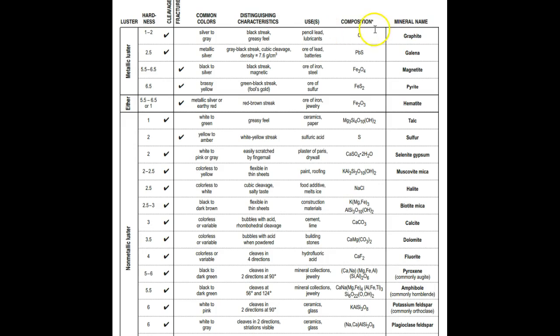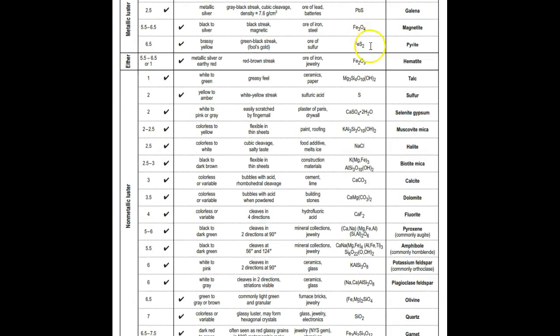Finally, over here we have the composition. This is the chemical composition of the mineral. So you can see graphite, chemical composition is carbon. You scroll down, you can read through all this.